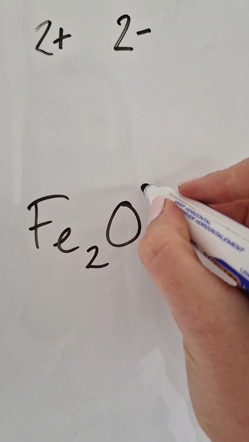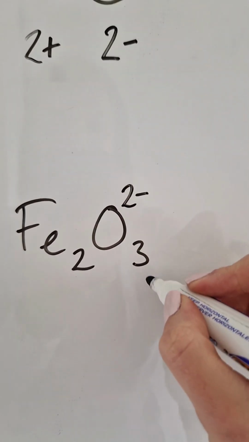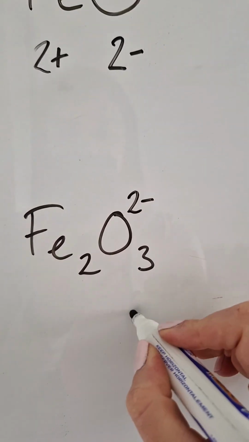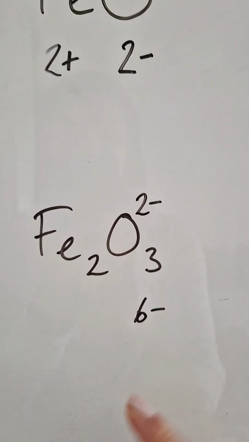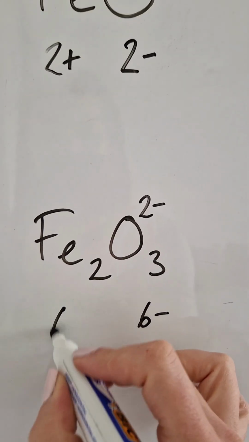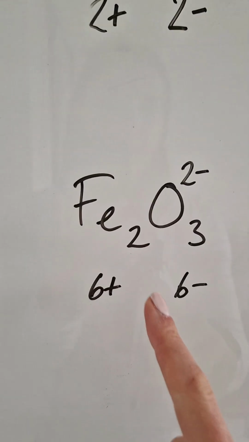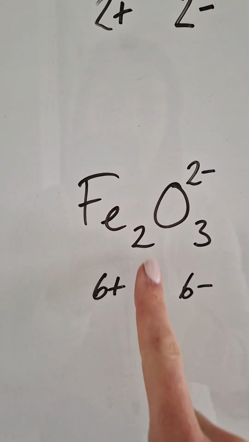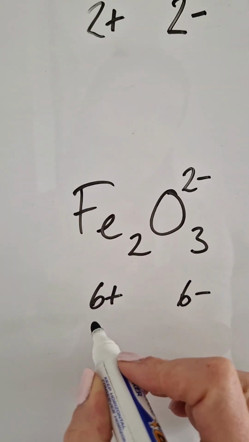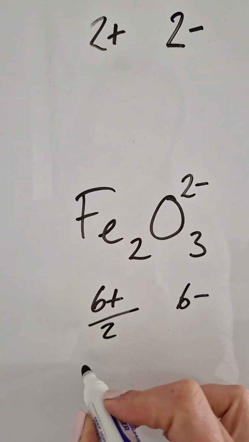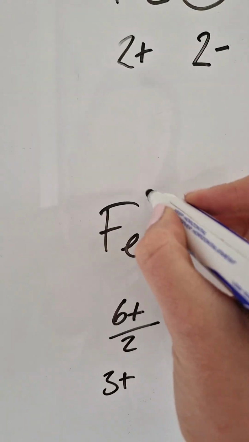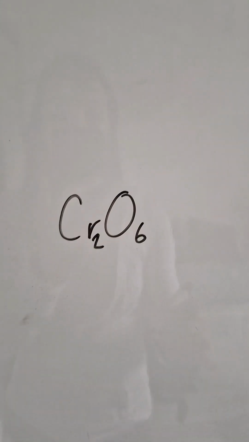So we already know oxygen has a 2 negative charge. Because there's 3 oxide ions, that gives you a total of 6 minus. That means we need a 6 plus charge to balance that out. But this time there's 2 iron ions, and so that 6 positive charge has to be shared between them. So if we divide that by 2, it means that each iron is 3 positive. And one more to finish off.